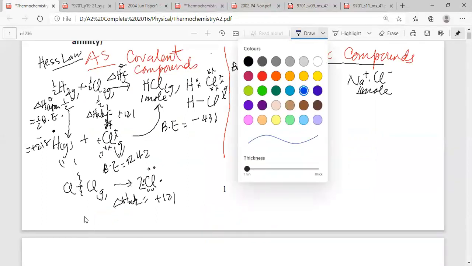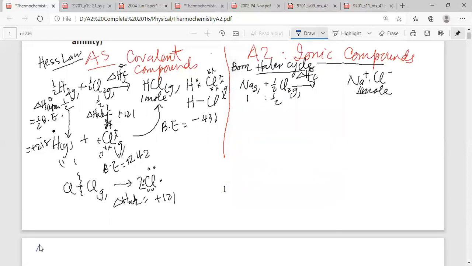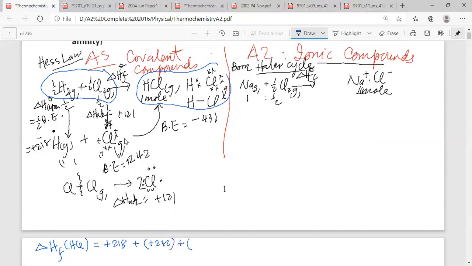Okay, if I put down here the heat of formation of HCl, it equals the summation. Remember, this is the initial, the heat change, and this is the final. So it equals the summation of all these heat energies. So heat of formation equals, always put the sign, plus 218, plus 242, plus, of course, from here to here is minus 431.